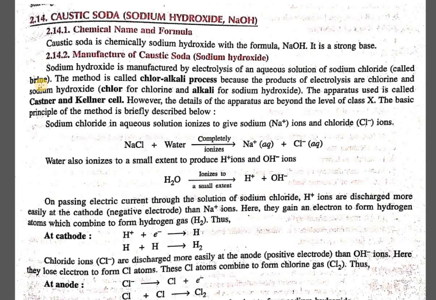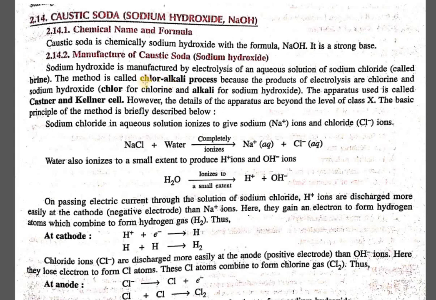So always remember, whenever you are asked to define brine, B-R-I-N-E, you will write it is a concentrated aqueous solution of sodium chloride. Now the method which we are using here is called the chlor-alkali process. Why is it called the chlor-alkali process? Because of the products which are formed after the electrolysis, and the products are chlorine and sodium hydroxide.